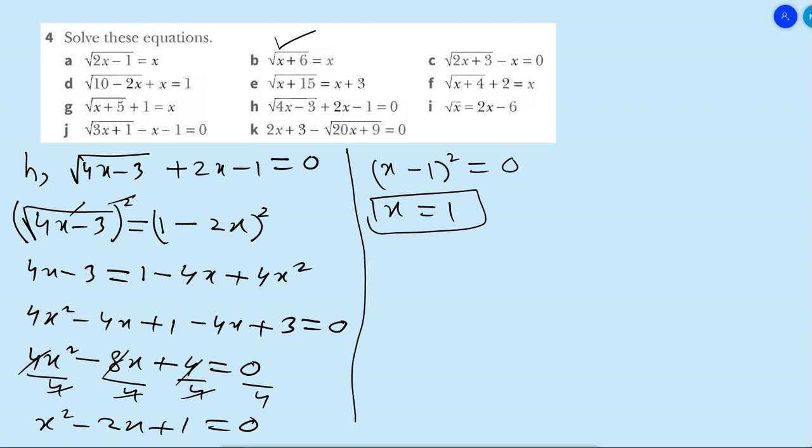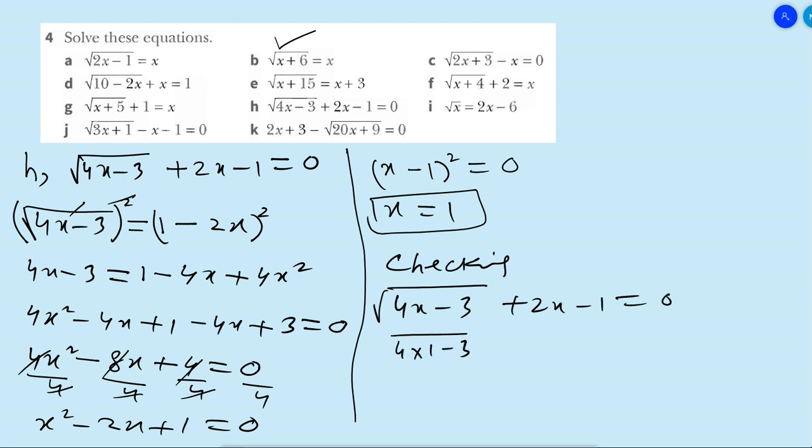Now check this value. What I told you, check each and every value. I am putting this value x is equal to 1 in the question. So the question is, I am writing over here, checking for 4x minus 3 root plus 2x minus 1 is equal to 0. So put x is equal to 1. 4 into 1 minus 3 root plus 2 into 1 minus 1 is equal to 0.